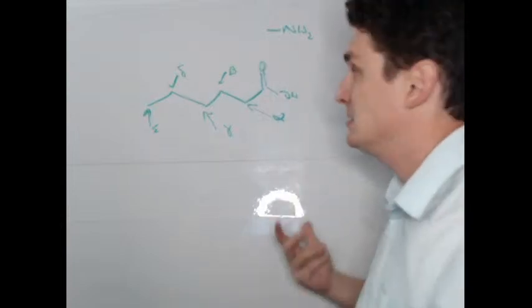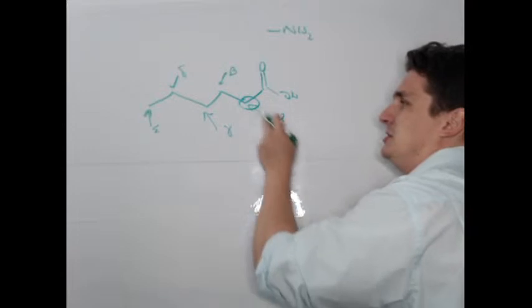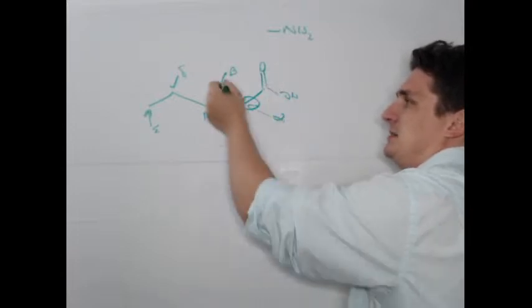Alpha ketones, same idea. If you're adjacent to the carbonyl carbon, it's an alpha. If you're two away, it's a beta.